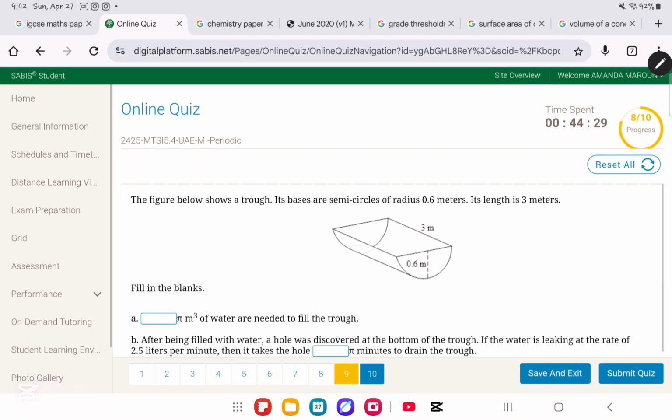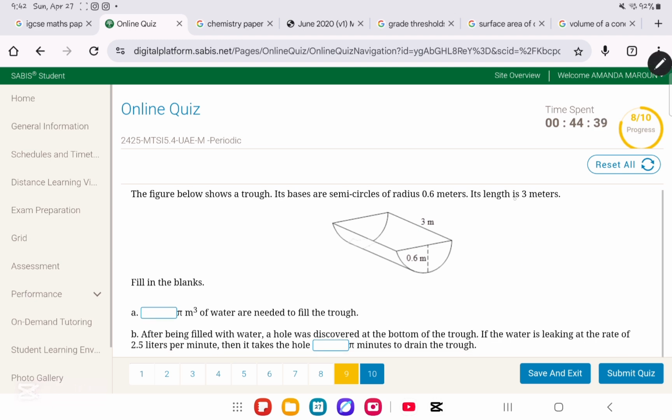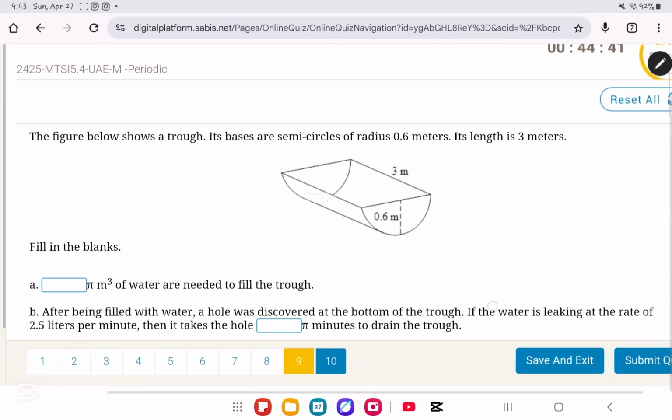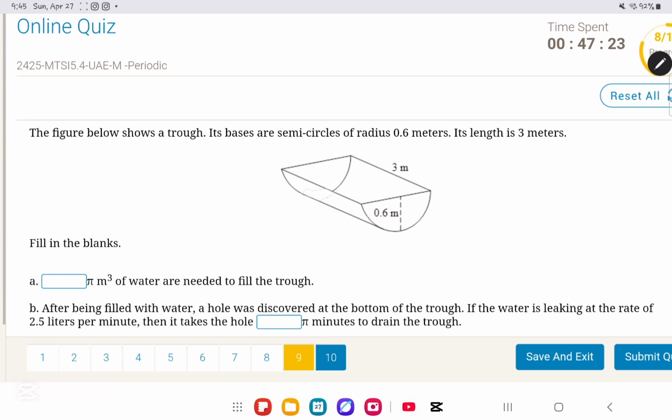You move on to question number 9. So in question number 9, it says, the figure below shows a trough. Its bases are semicircles of radius 0.6 meters and its length is 3 meters. They said in part A, okay, so they need us to find what? They want us to find the water needed to fill the trough. So in order to find this, we will need to find the volume of the trough.